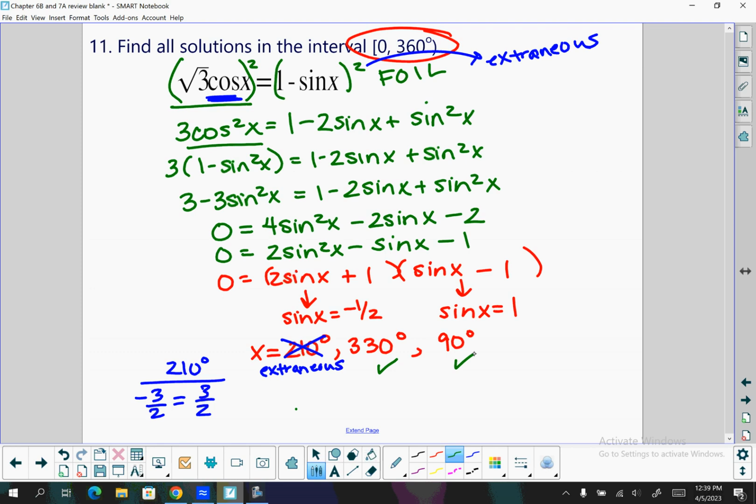Yes? Is this the only problem that could be extraneous? This is the only one that's going to be extraneous. Yep. Where you square both sides. Because what happens when I square both sides is two opposite numbers like this, negative 3/2 and 3/2, are equal to each other when I square both sides. So it gives us this like false solution. Okay.